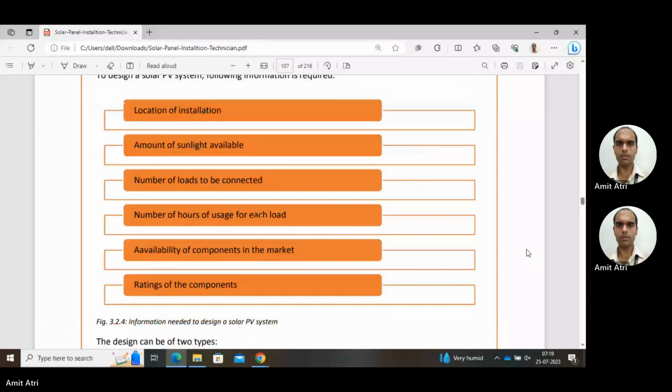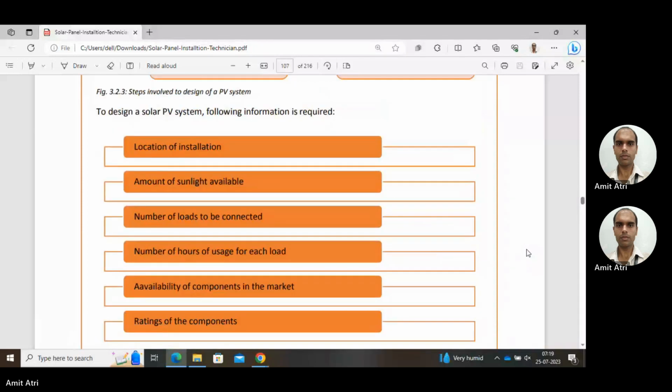So the following information is required to design a solar PV system. First one is the location of installation. We should have complete information about the location where we have to install the system. Next is the amount of sunlight available. How much sunlight is available there? That determines how much electricity we will be getting. If it is high, we can also install a larger sized system of PV panels. But what if it is not getting sufficient sunlight?